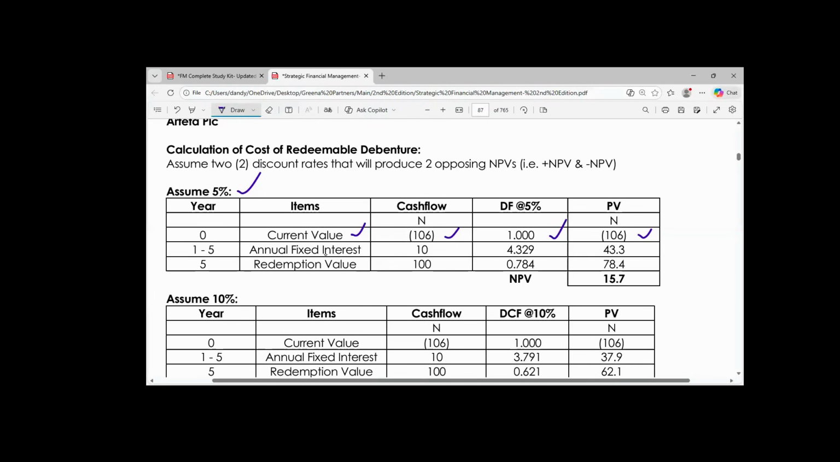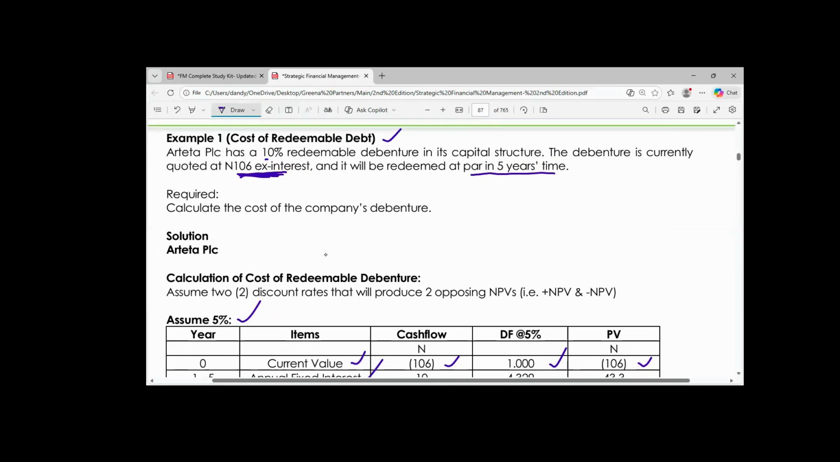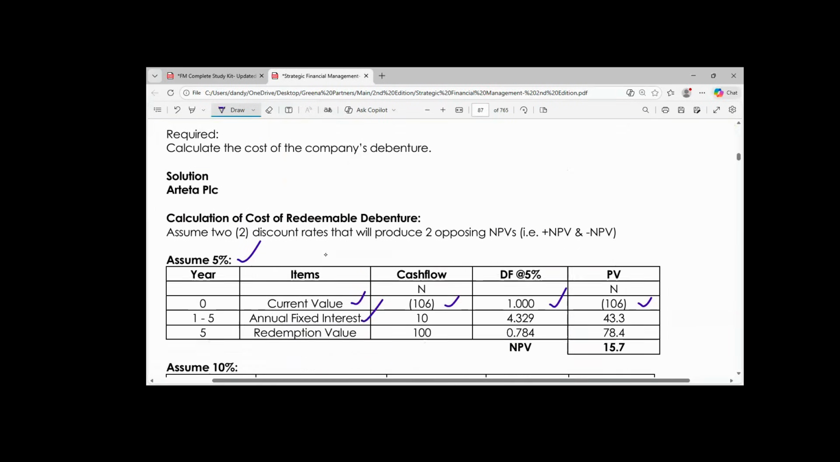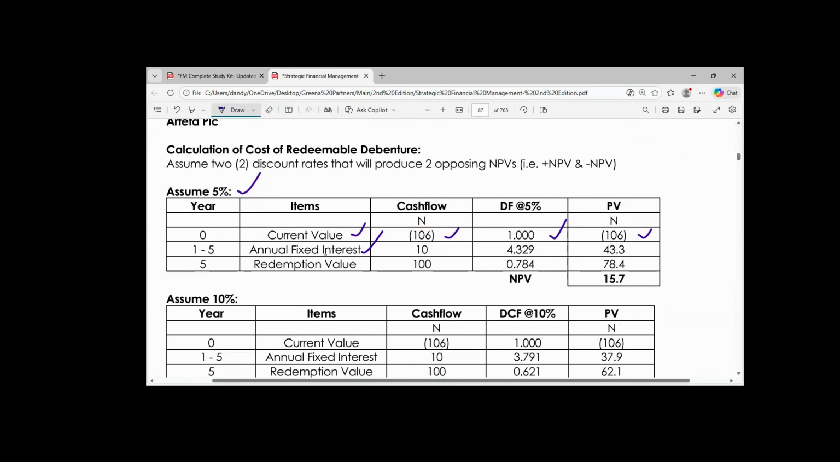So I will go to the question. Of course, first things first, I will indicate the annual fixed interest. Then the next thing that will follow is for me to determine the value of the interest. How much interest is the company going to pay? I will then go back to the question. You are told that the company has a 10% redeemable debenture in its capital structure, and this debenture will be redeemed at par in 5 years' time. So this means that the company will pay annual fixed interest from year 1 up to year 5. But because the interest of 10% is constant, 10% of 100 naira will give us 10.